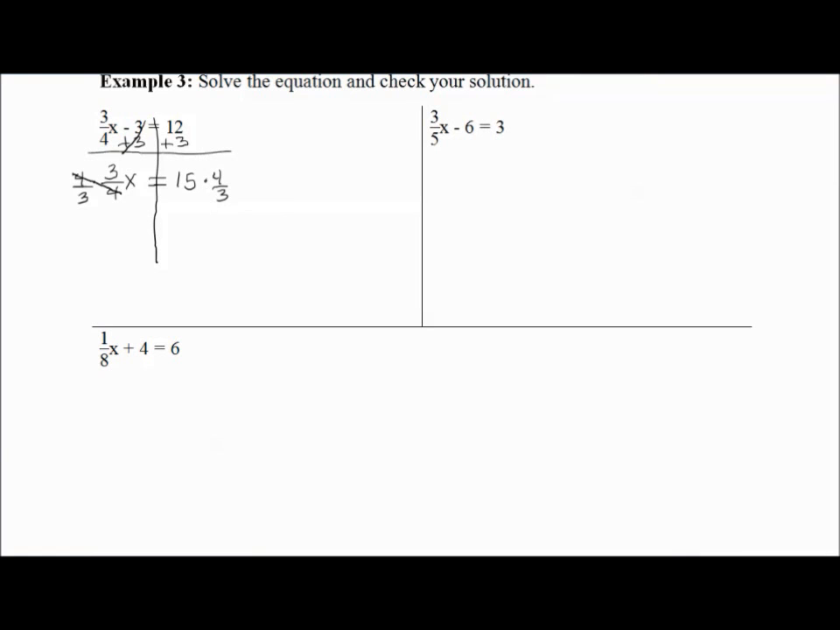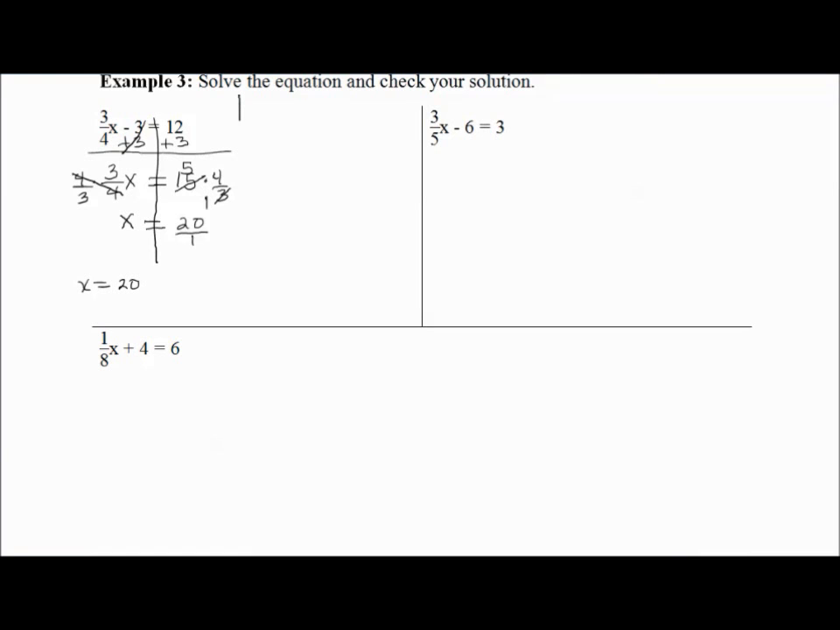On the left, I know it cancels out. So I'll just bring down my x, bring down my equal sign, and 15 times 4/3. I'm going to reduce before I get started. I know that 3 will go into 15 5 times, and 3 will go into 3 1 time. So now I can multiply 5 times 4, which is 20, and I keep that same denominator, which is 1, so I'm left with x is equal to 20.